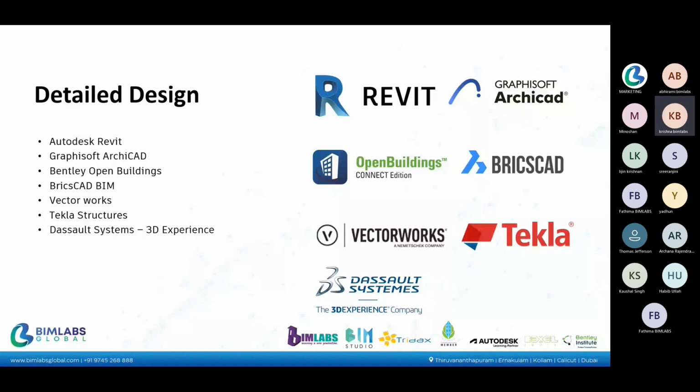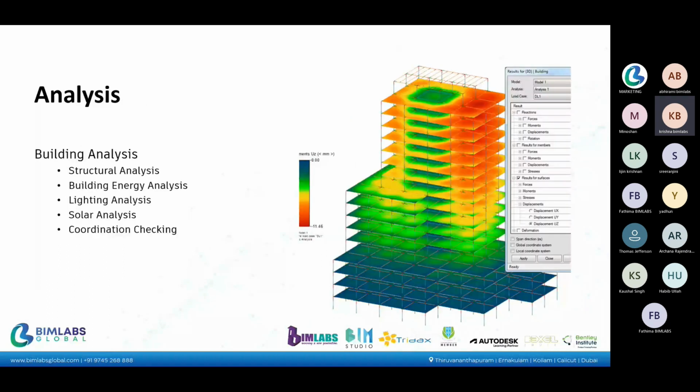Next is analysis, building analysis, that I already told about. When different disciplines come together, we have to check whether there are any clashes, whether there is any problem, and we have to check that coordination part. We have to check what we are doing here. Here in the figure you can see the result of an analysis also: model analysis, load cases, stress, forces, everything can be done using these BIM software.